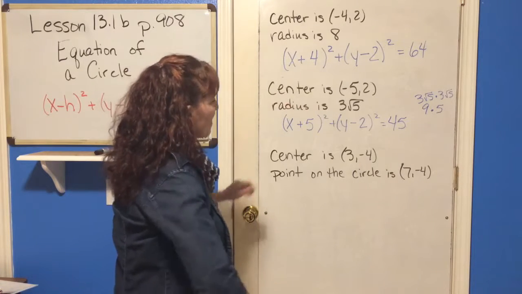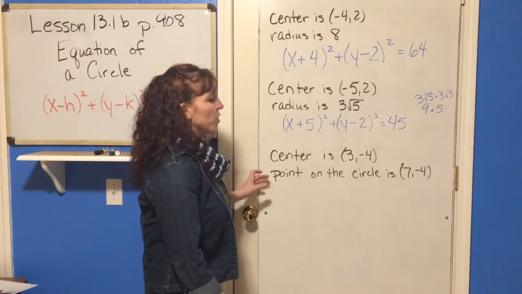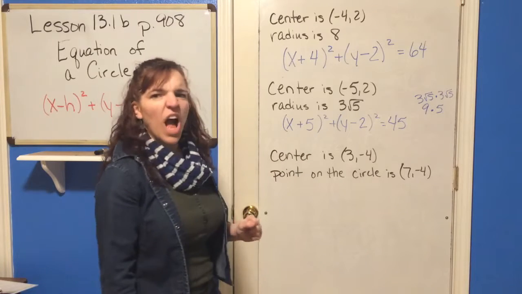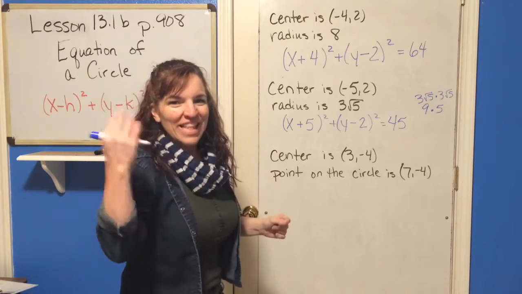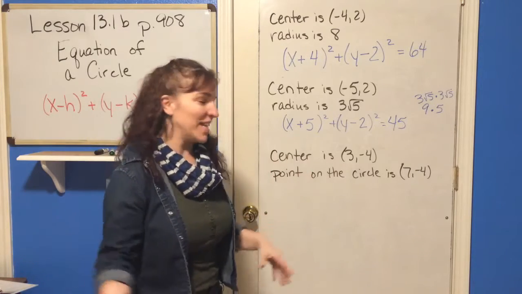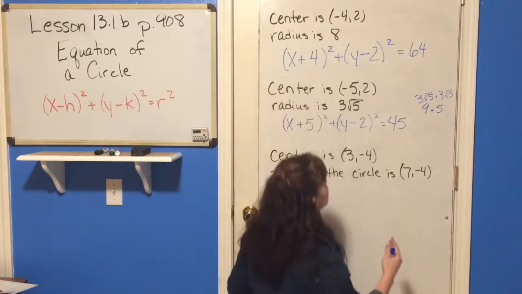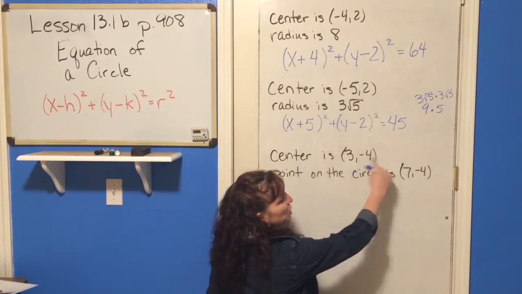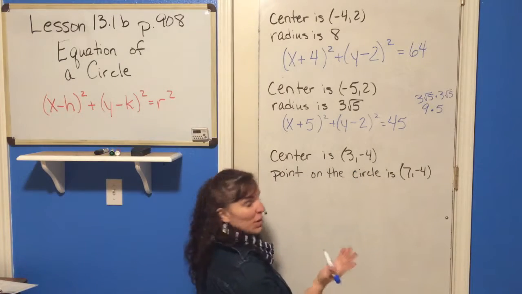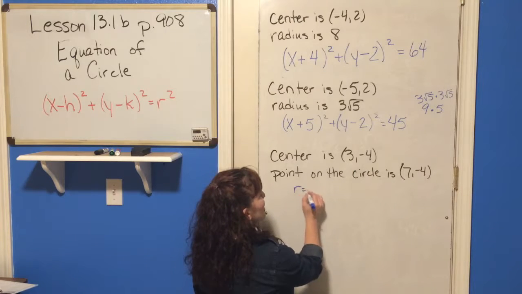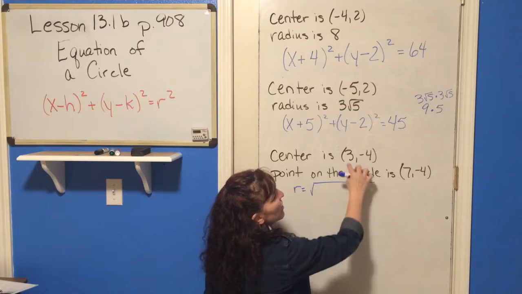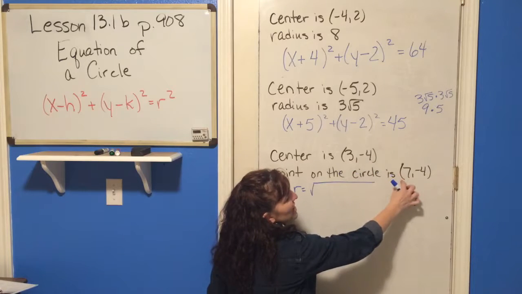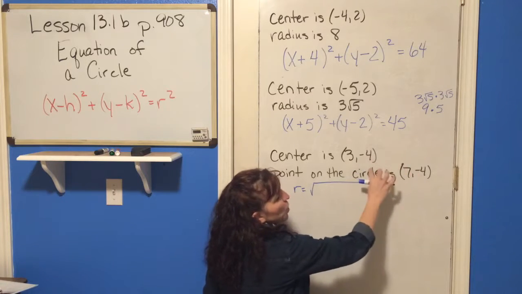Last one. The center is (3, −4), and a point on the circle is (7, −4). I don't have the radius. But remember, in the last section, we learned how to find the radius. The radius, remember, is just the distance between the center and any point on the circle. So find it real quick. The radius is the distance. So the distance formula is a square root of the difference between the x's squared plus the difference between the y's squared.